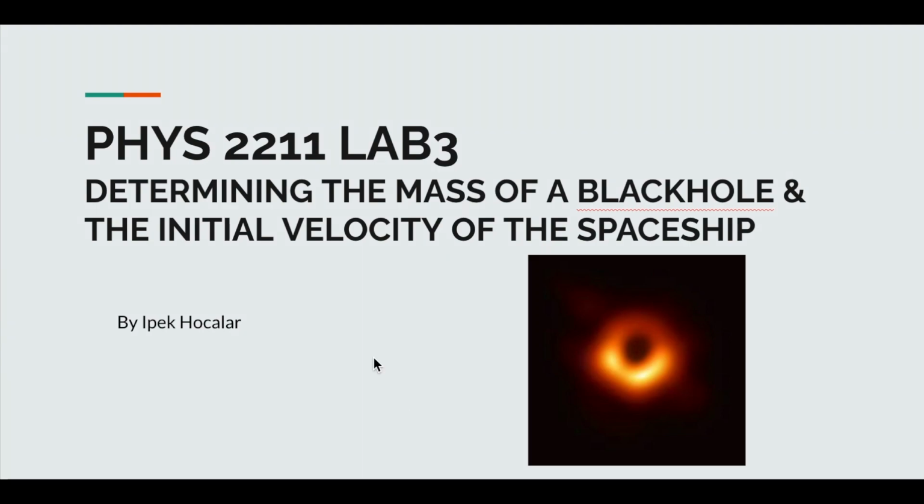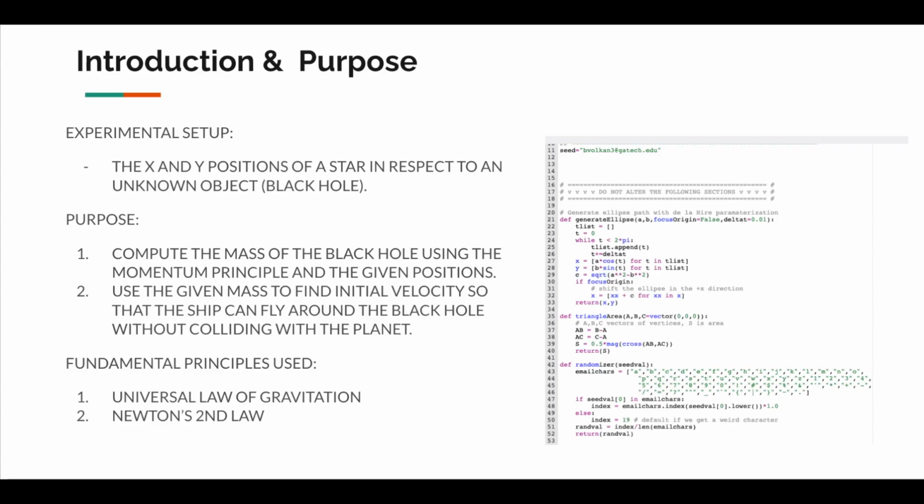Mass of a black hole and the initial velocity of the spaceship that will launch from a planet. So we're initially given the x and y positions of a star with respect to an unknown object, which is the black hole in the middle, and our mission is to compute the mass of this black hole using the momentum principle and the given positions of the star.